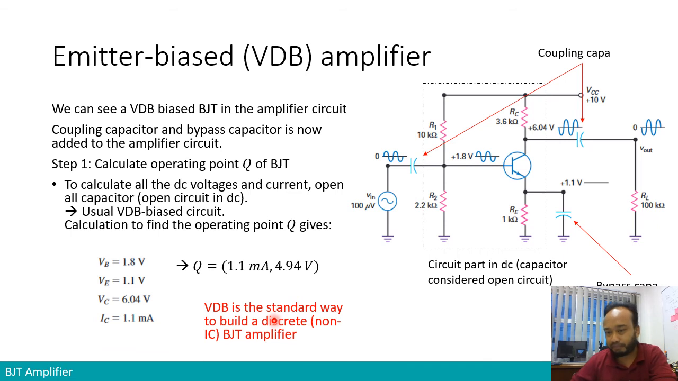So to summarize, VDB is the standard way to build a discrete BJT amplifier. So what do we mean by discrete amplifier? Today in the market you can find an amplifier that is a complete integrated circuit, IC. But you may also find this kind of amplifier where we have a BJT as a singular component on the circuitry. So if you want to have that, this is the standard way to build a discrete BJT amplifier.